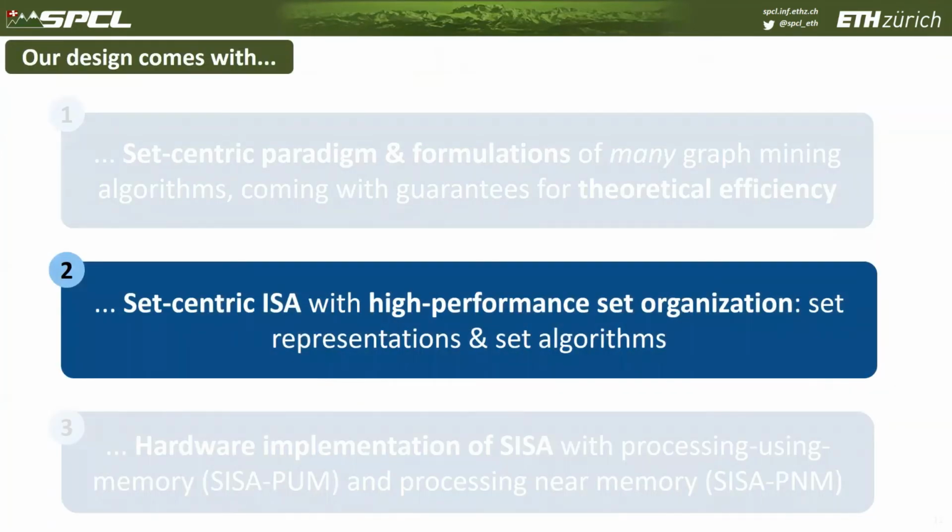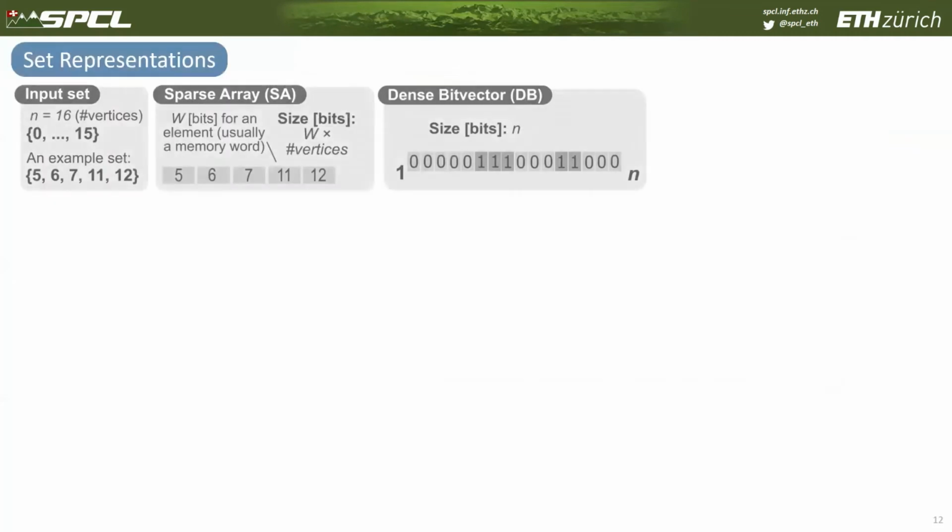Now let's move to part number 2, to how these algorithmic formulations are going to be implemented, in the context of how we implement these set representations and these set algorithms executing all these operations. So if we consider some example graph with 16 vertices, an example set of vertices can be this, some set containing 5 vertices. Now we can represent this set using, for example, a sparse array, where we explicitly store all these vertices as explicit numbers contiguously in memory.